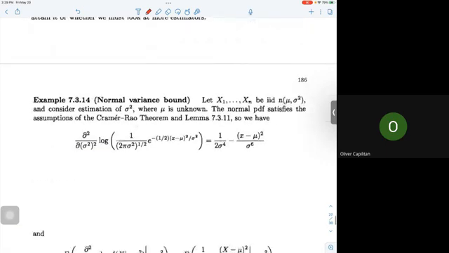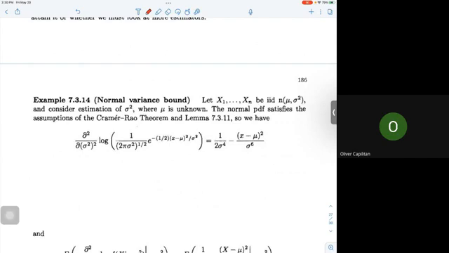So we have another example here, the normal variance bound. Let x sub 1 up to x sub n be IID, normally distributed with mean mu and variance sigma squared. For this particular problem, we're going to consider estimating our population variance sigma squared, where mu is unknown. Take note now, mu is unknown. So the normal PDF satisfies the assumption of the Cramer-Rao theorem, because of the fact that the normal distribution belongs to an exponential family.